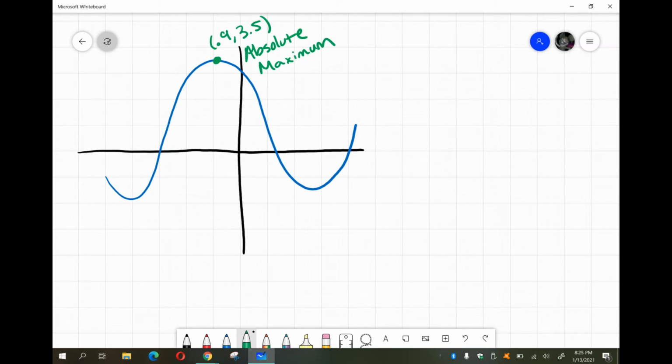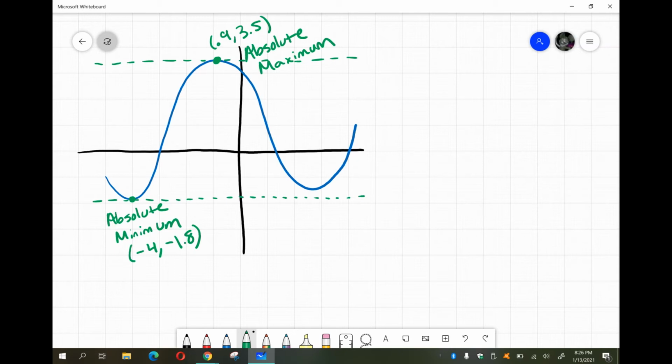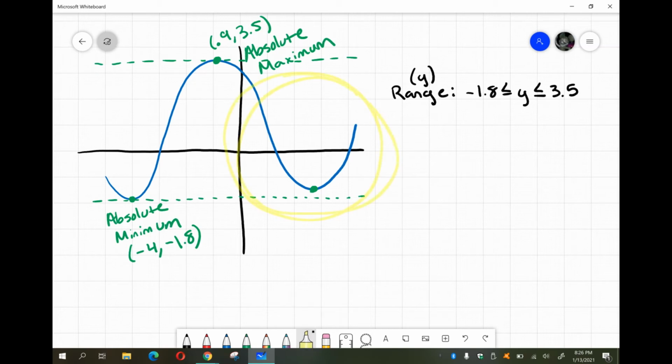I can see that we have the very lowest point right here. Being the very lowest point, that means it's the absolute minimum, which appears to be the point -4, -1.8 about. There is no point in this blue curve that goes below that point. So what we have actually done is found the range of this graph, being the y values would go from -1.8 up to 3.5.